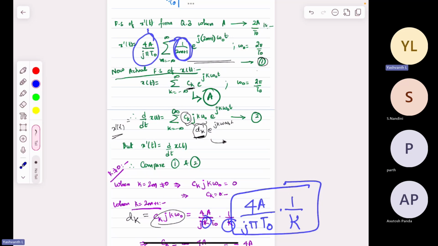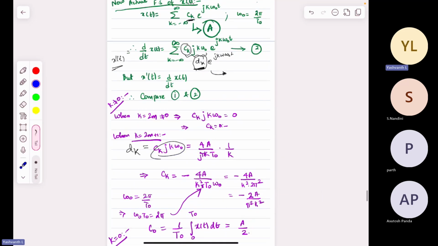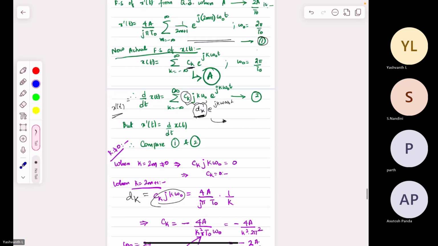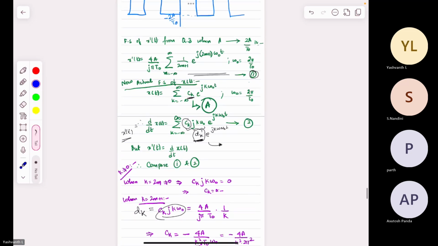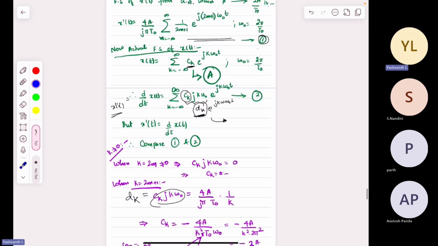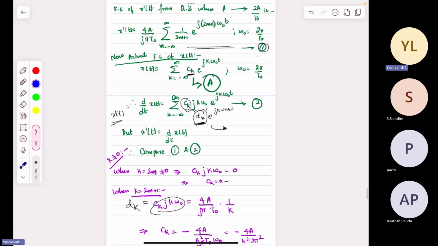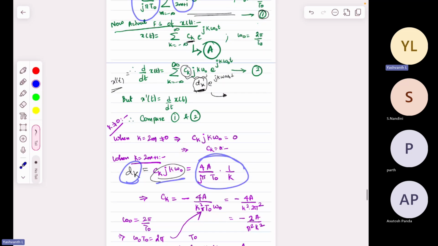Is it okay? And now you equate that to dk, which is equal to ck into jk omega naught. Yeah, correct. You should not have one k here. It should be only 1 by k. Fine. This is okay. I have removed one k. So all I have is that my dk, which is equal to 1 by k into 4a by j pi t naught, is equal to ck into jk omega naught.